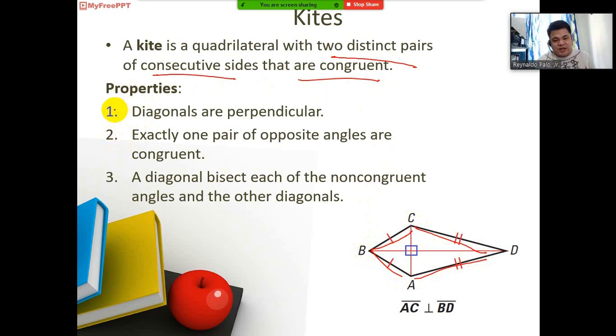Let's have the following properties. First property, diagonals are perpendicular. It means when the diagonals intersect, they form 90-degree angles at the intersection. Number 2, exactly one pair of opposite angles are congruent. These are the only angles that are congruent, guys. There are no other opposite angles that are congruent. Then the diagonal bisects each of the non-congruent angles, and the other diagonal too. So we can also say that this angle is congruent to this angle, and this angle is congruent to this angle. That's it.